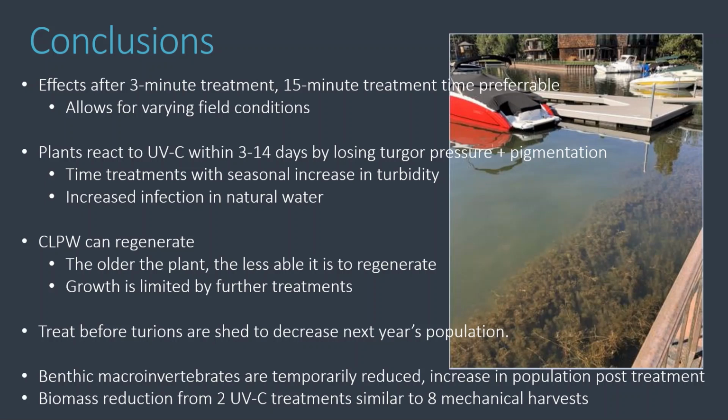We don't really have time to go into the details of the data, but we saw a few other results from other experiments that were pretty interesting. We collected benthic macroinvertebrates pre and post treatment, and we found there was a reduction in the population initially, but overall there was increased recruitment long term. We also compared UVC treatment to mechanical harvesting and saw a similar biomass reduction from 2 UVC treatments when compared to 8 harvests. Thus, UVC treatment requires a lot fewer man-hours to achieve the same results as mechanical harvesting.